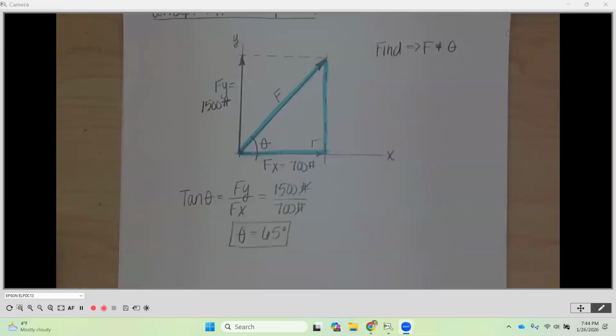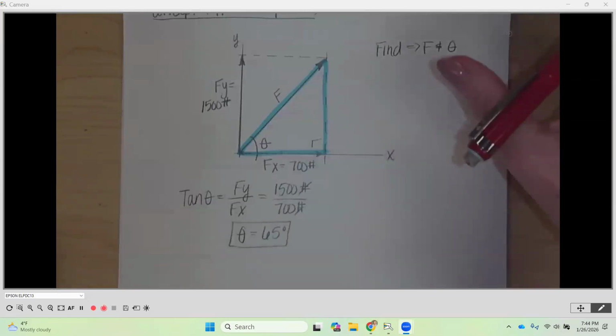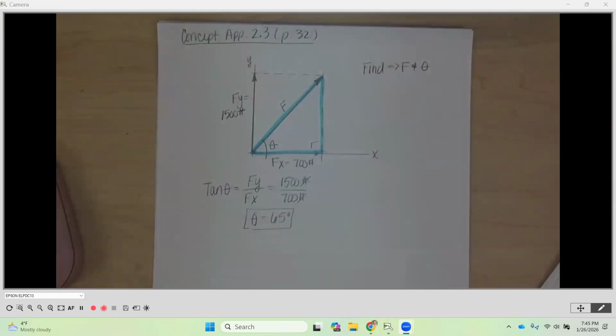Now we've got to find F, right? F is the hypotenuse of this right triangle. Now there's multiple ways that we could calculate this, but try to use as much given information as possible. What do you think?